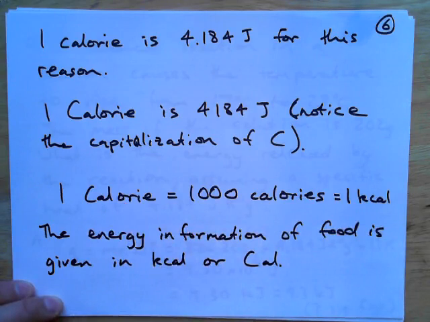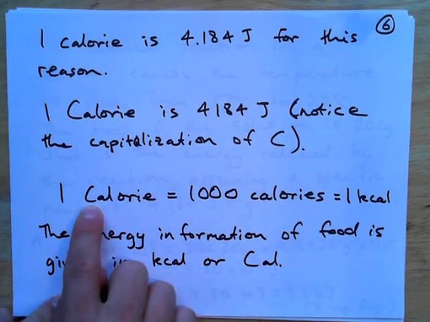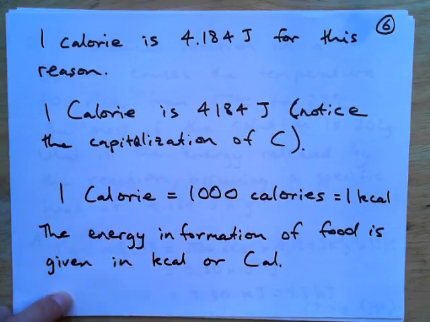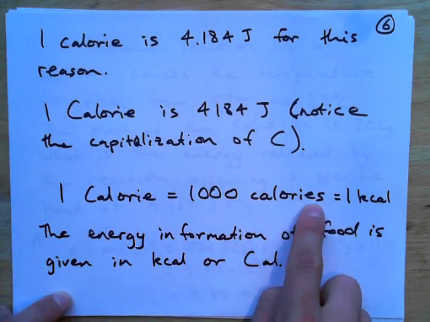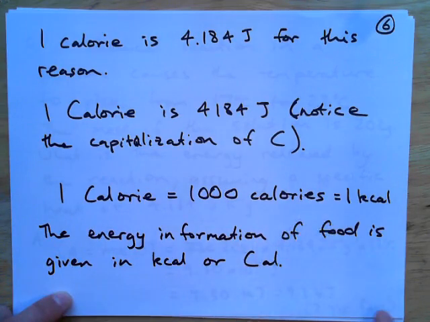And so, everyone's familiar with food labeling, which has the calories. They're actually the capital C Calories. So if you've got some chocolate bar that's 100 Calories, that's actually 100,000 of these normal calories, if that makes sense. Okay.